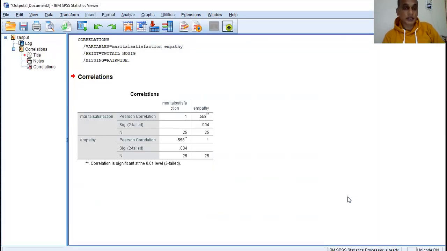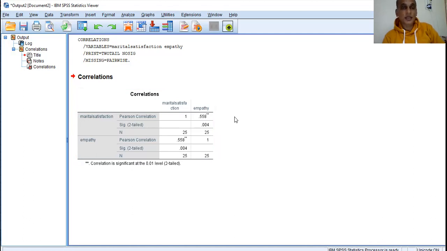And if you actually look at the answer, the marital satisfaction and empathy, if you're looking at the relationship between the two variables here, you'll find that people who have very high marital satisfaction are the ones who also have very high empathy. So the value is coming to 0.558 and significance is 0.004. So if you look at the things here, we have a significant relationship coming up.